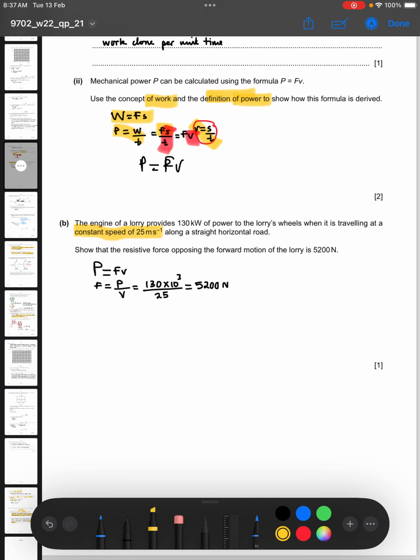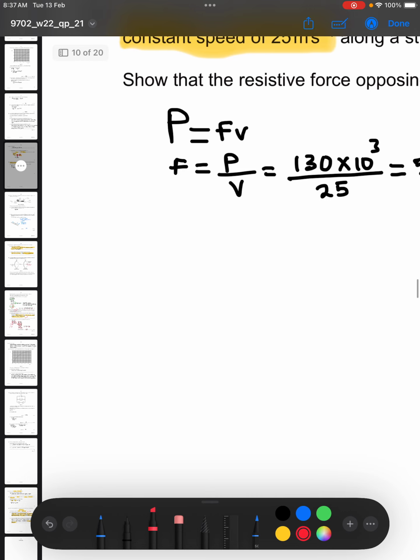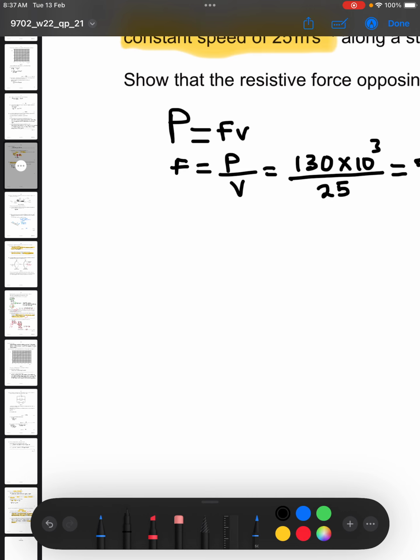Constant speed in physics should ring alarm bells. Constant speed means that the resultant force is zero, meaning that the force acting forward and the force acting backwards are equal. So, for example, if we draw the lorry, there is a forward force due to the engine. We are told that the engine is providing power, so let's just say that's the drive force due to the engine. Then we have a backward force due to the resistive force. Let me write it FR like that.